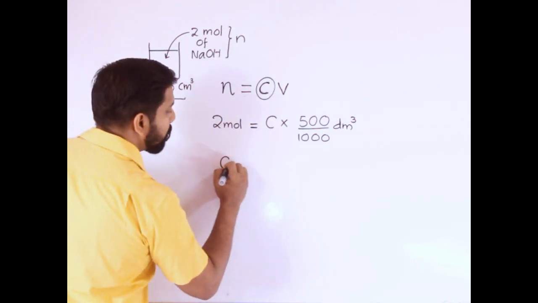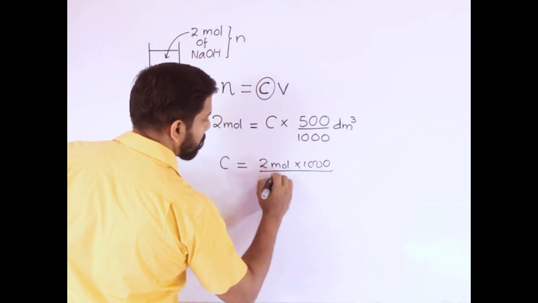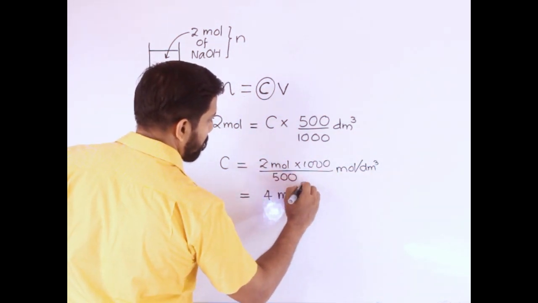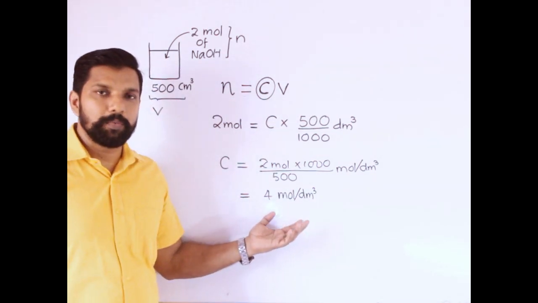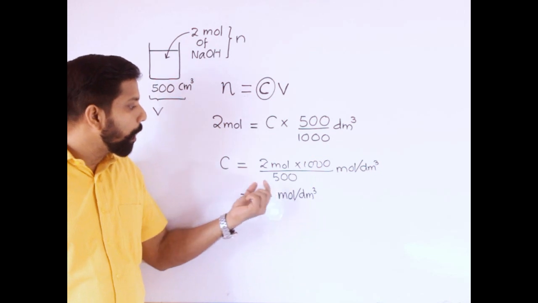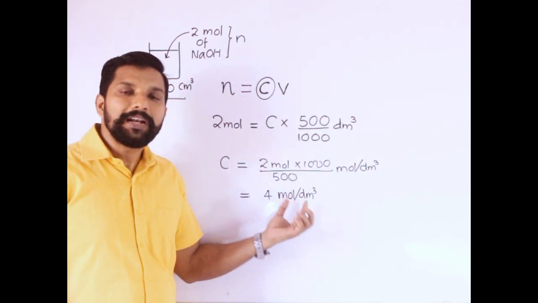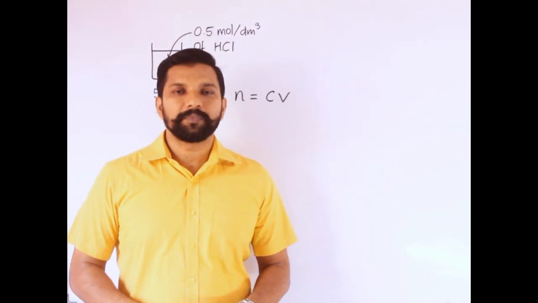Now we can find the concentration. The answer is 4 moles per dm cube, which means you have 4 moles of solutes dissolved in 1 dm cube of your solution. Example number 2.